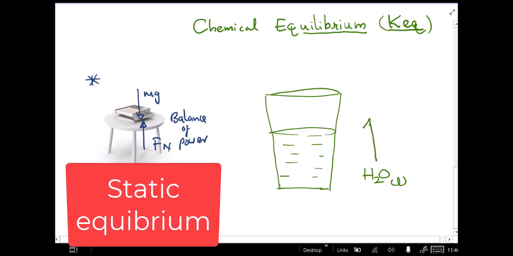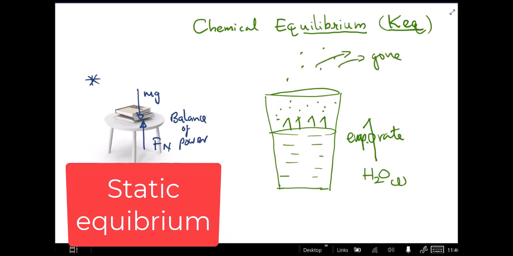But we are going to learn what's happening in chemistry. So if I have a glass of water and it starts to evaporate, this evaporation takes place very high at the beginning, right? And then all the water is going to be gone, right? And we know, so that's what happens.